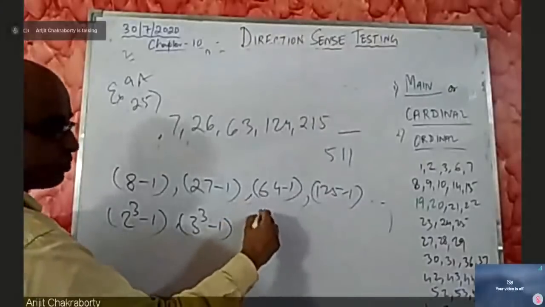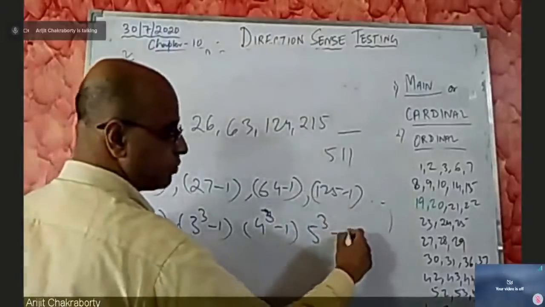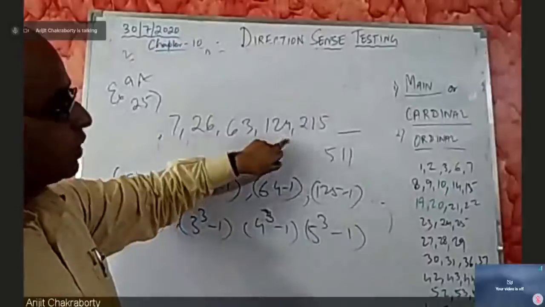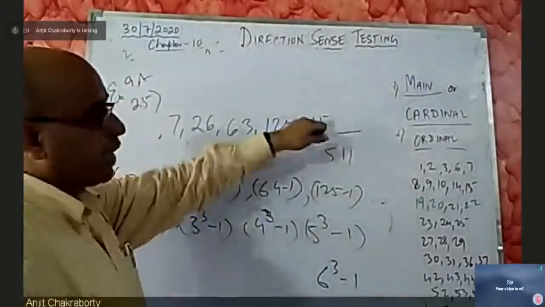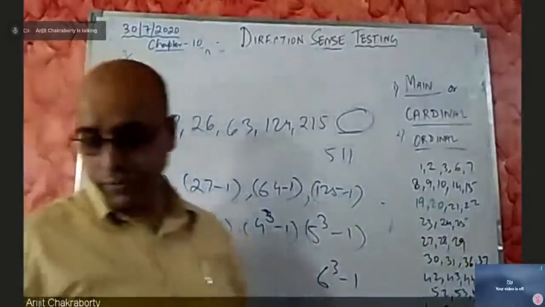64 is 4 cube, so 4 cube minus 1. 125 is 5 cube. That means I have got 125, then 216 will be 6 cube. 5 dash, we don't know this one. Okay, so this one we don't know.